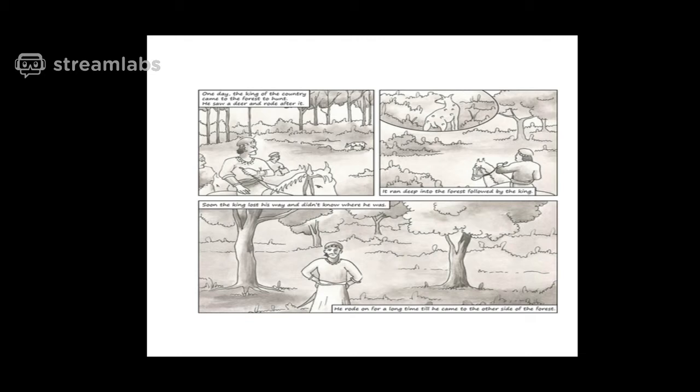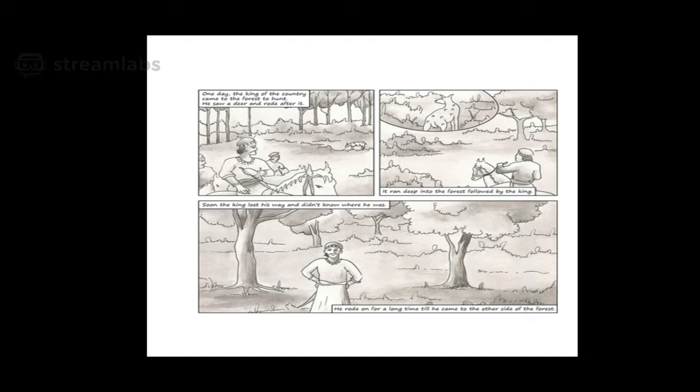In the second picture you can see the king chasing the deer. The king followed the deer. Soon the king lost his way and didn't know where he was. You can see the last picture. There are three pictures. In the last picture, he's lost. He doesn't know the way now, how to go out.